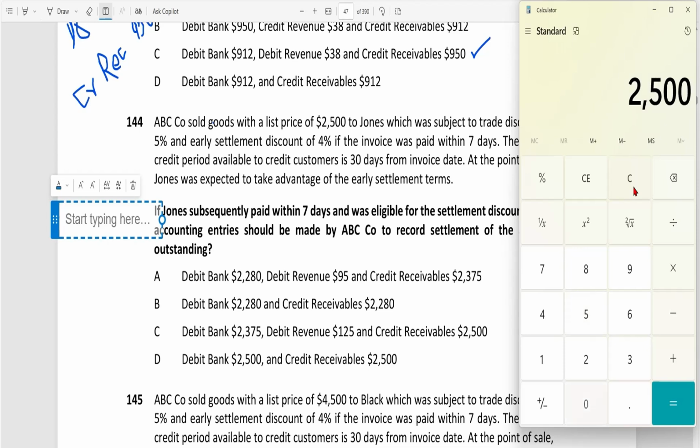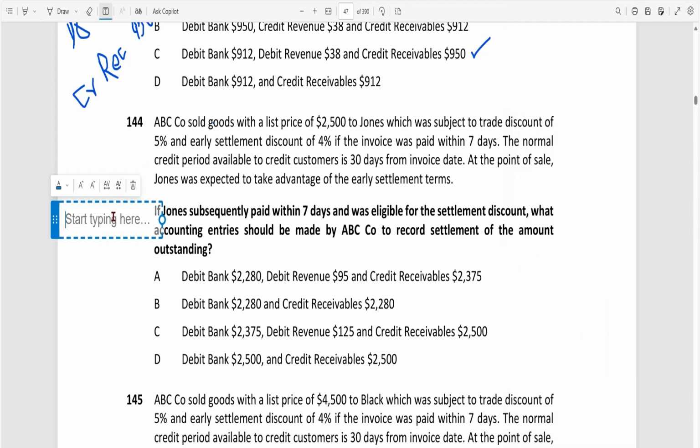So 2500 and the 5% discount is given, so it means only 95% is remaining. So we will multiply directly by 95%. So the answer is 2375, right? But when the invoice was issued, the customer was given one option to pay the amount early, the so-called early settlement discount.